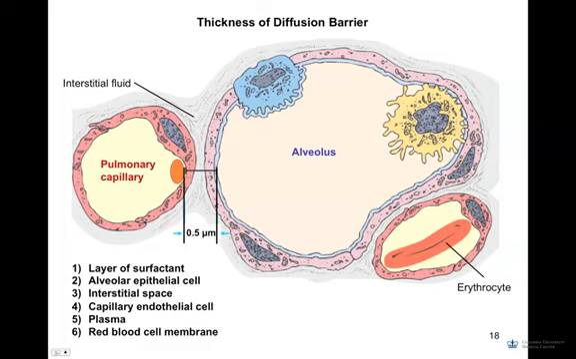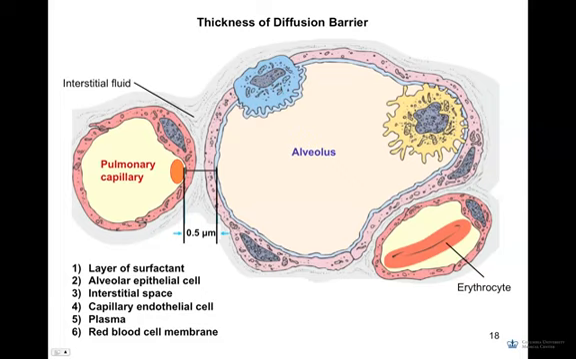It includes a layer of surfactant, right, pulmonary surfactant on the alveolar side, the entire alveolar cell, right, the type 1 alveolar cell, all of this interstitial space in between, the entire capillary endothelial cell, right, the thickness of that, and then any plasma that happens to be sitting between the capillary wall and the red blood cell, and then the red blood cell membrane. Those are all of the barriers that represent the diffusion barrier.